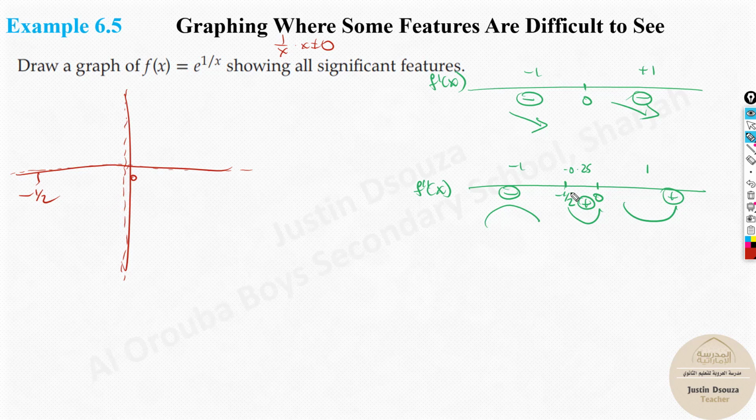Now let's see the point minus half. So before minus half, it'll be decreasing and downward. So it'll be something like this. And here decreasing, but it's upwards, so this will be changing, it will be going like this.